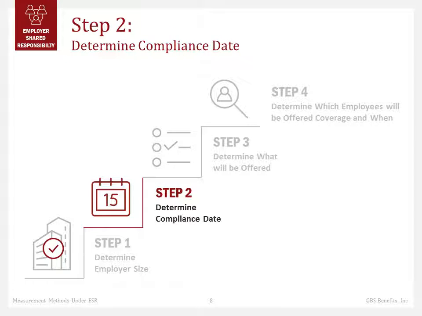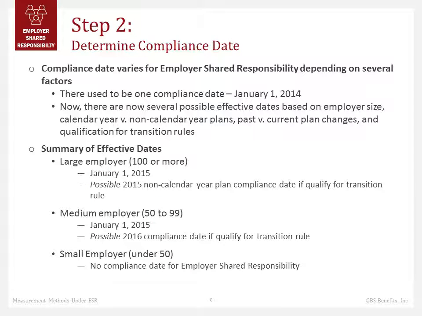So step 2 is determine your compliance date. That is really important to determine when you are exposed to penalties. There used to be one compliance date. It was January 1st, 2014, but now there are several possible effective dates / compliance dates depending on a lot of factors. A summary of this really quick is, if you got 100 or more in our step 1, your compliance date, or your exposure to penalty date, may have been January 1, 2015, or it may have been a month within that year.